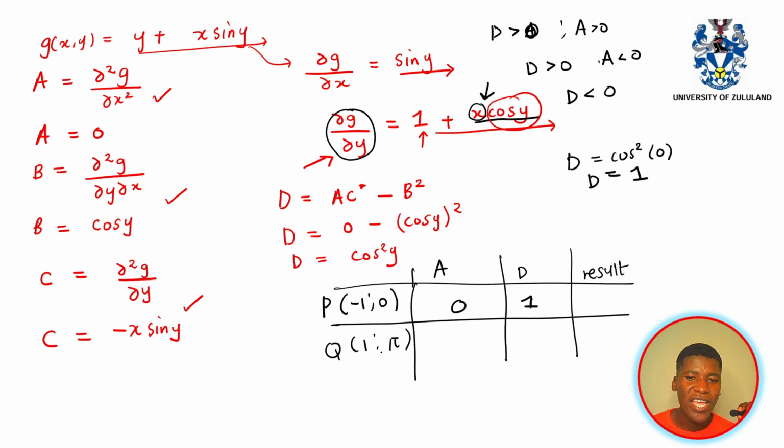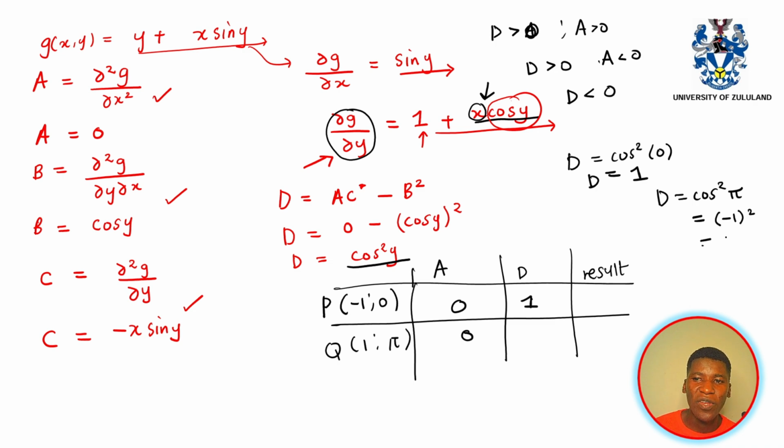Let's go to point Q. At point Q, the value of A remains 0. To find the discriminant, the equation says cos squared y, so D is equal to cos squared of pi. Remember that pi is 180 degrees basically, so cos of 180 degrees is -1. But there's a squared there, so -1 squared will just give you 1 as well. So the discriminant is also 1.